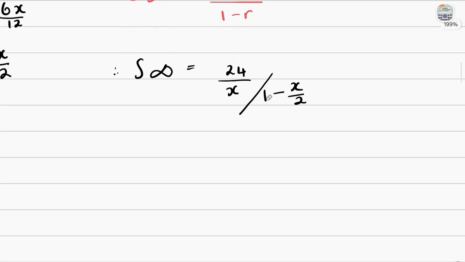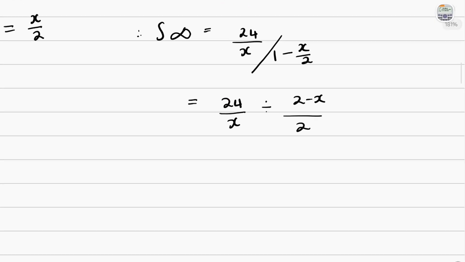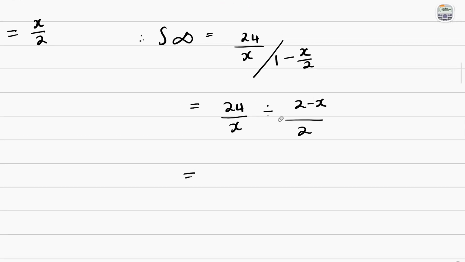With the 1, you can rewrite 1 as 2 over 2. So this is equal to 24 over x divided by 2 over 2 minus x over 2. The denominators stay the same, they are 2, but then this is now 2 minus x in the numerator. And because we are dividing, we can simply tip and times. We leave the first fraction the same, and when dividing, we tip, meaning switch the numerator and denominator, and then change the division to a multiplication. So tip and times.